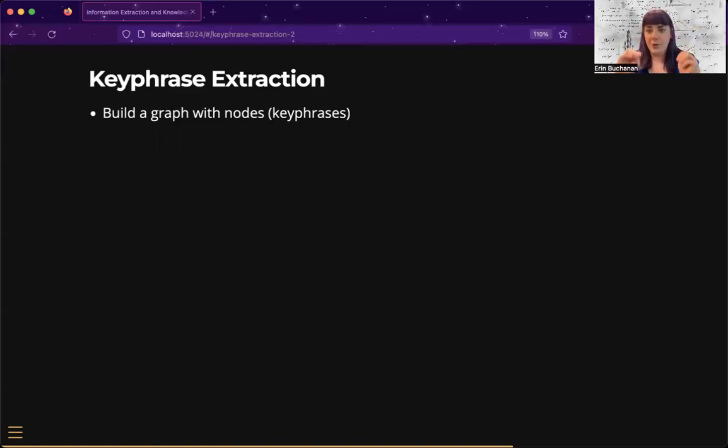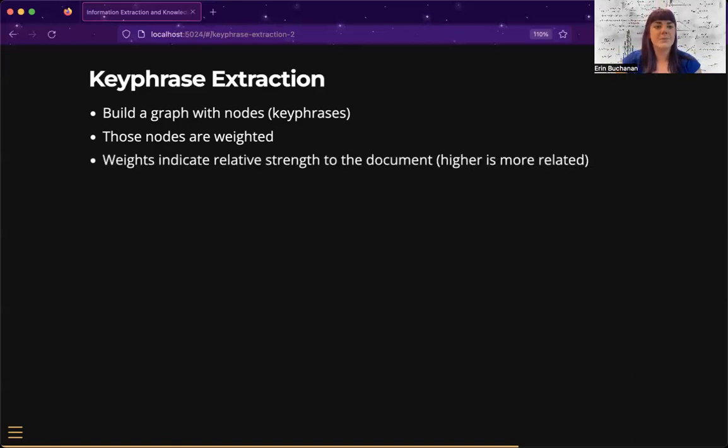So we've got all these little nodes. Then the nodes themselves are weighted for importance to the document. If I think about a word cloud where bigger words are more frequent, it's the same idea. Words with higher weights are more important to that document. And if you've ever done topic modeling, that's a little bit how that works. The weights indicate the strength to the document, so higher is more, 0 is it's not.